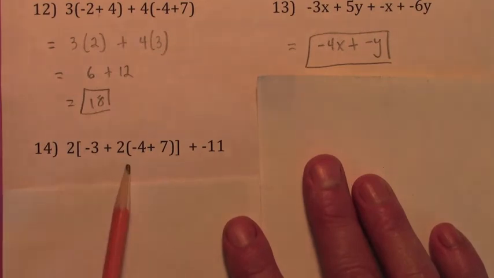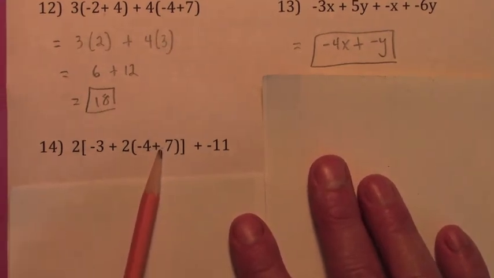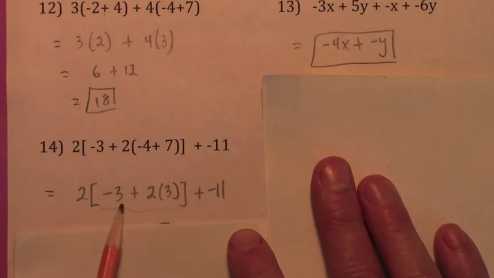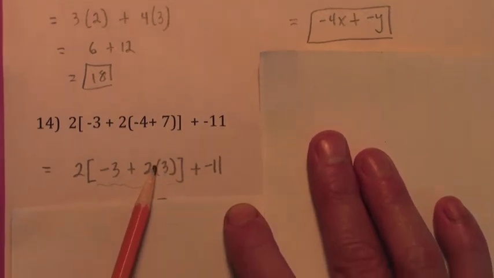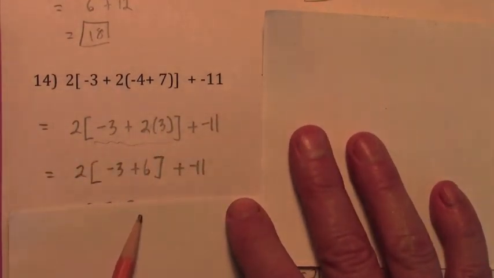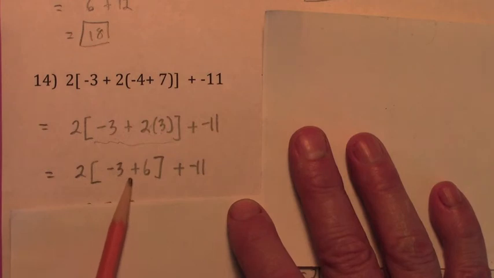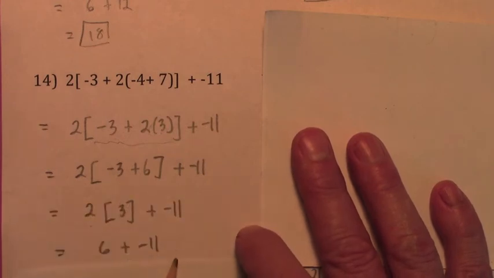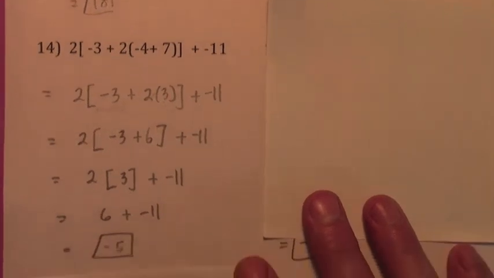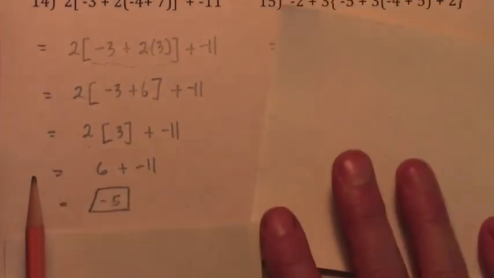This one, what operation do we do first? We do the addition, right? We do that addition right there first. So that becomes a 3, but you write the whole problem down carefully. Now you look inside the square brackets and you see negative 3 plus 2 times 3. So the next operation is that multiplication. That becomes a 6. You write the whole problem down. See how it gets easier as you go? Inside the square brackets, you do the addition, you get a 3. So it's 2 times 3 plus negative 11. Almost there. 6 plus negative 11 is negative 5. Yay! That's great.